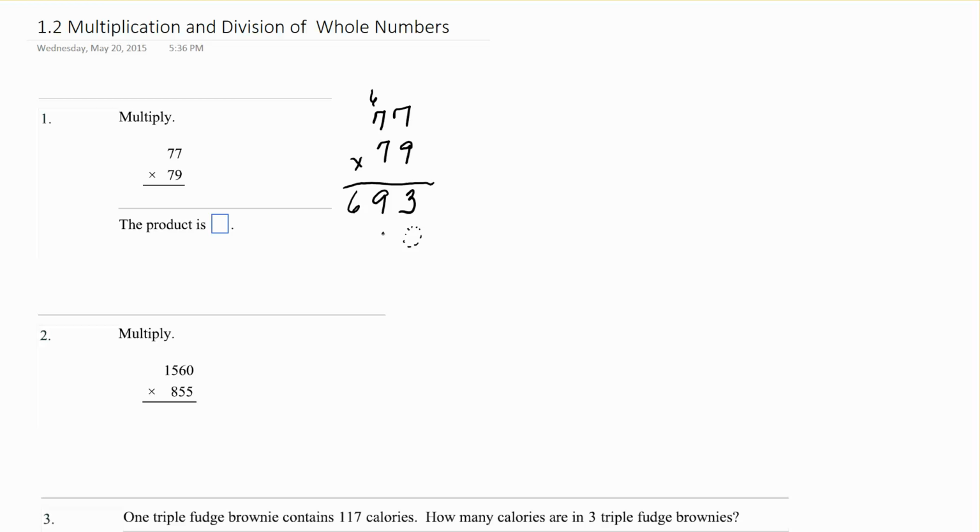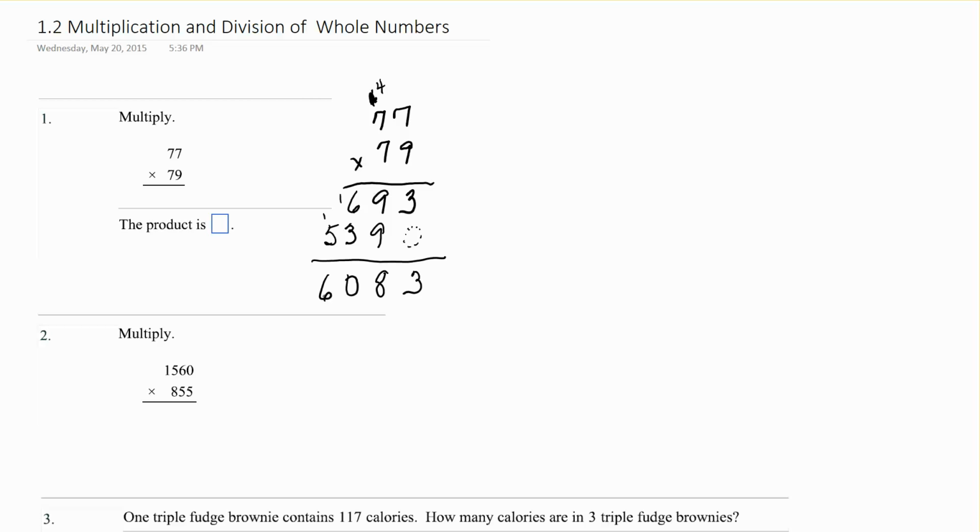7 times 7 is 49. This time I carry a 4. 7 times 7 is 49, and 4 more makes 53. Add, that's 3. 9 and 9 is 18. Carry the 1, that makes 10. Carry the 1, that makes 6. It looks like my answer is 6,083. I'm going to check it with my calculator off screen. I have 77 times 79, and sure enough, I get 6,083.